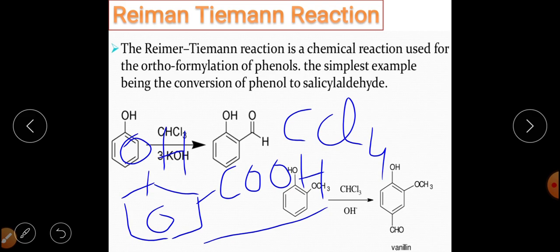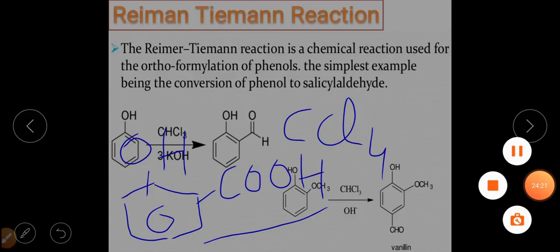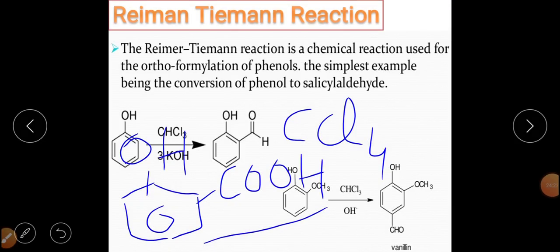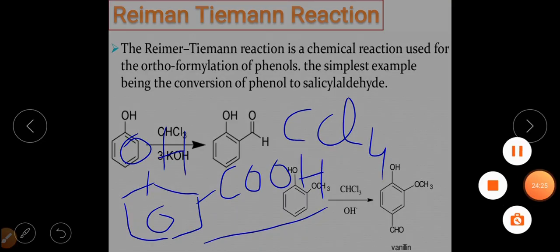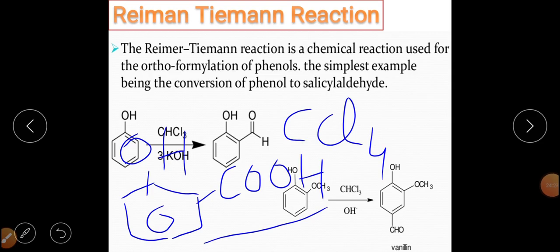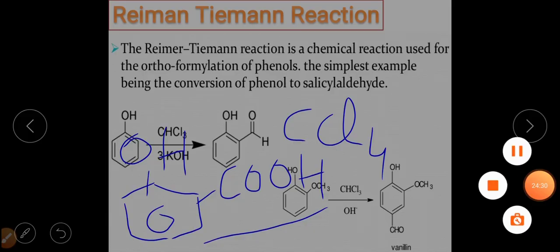So this is the beauty of the reaction, how it can be used for the preparation of heterocyclic compounds that can be formylated, and for the preparation of salicylaldehyde and salicylic acid from phenol. So that's all about today's lecture. Tomorrow we will discuss some more reactions related to aromatic electrophilic substitution reactions.